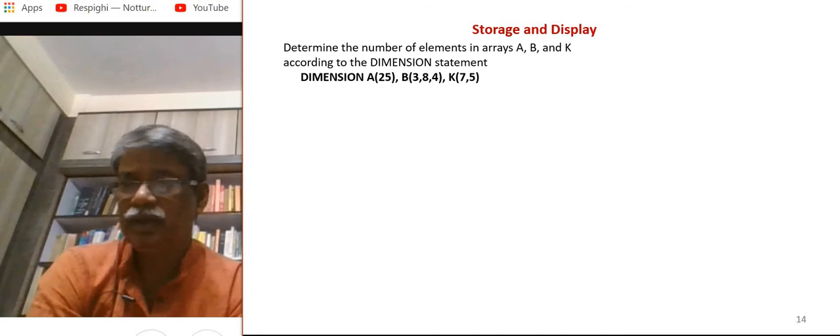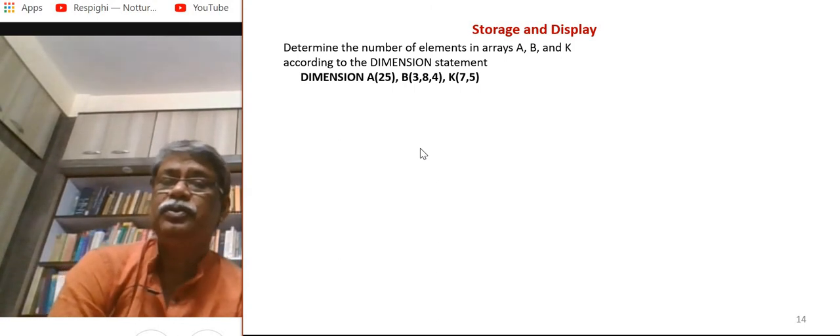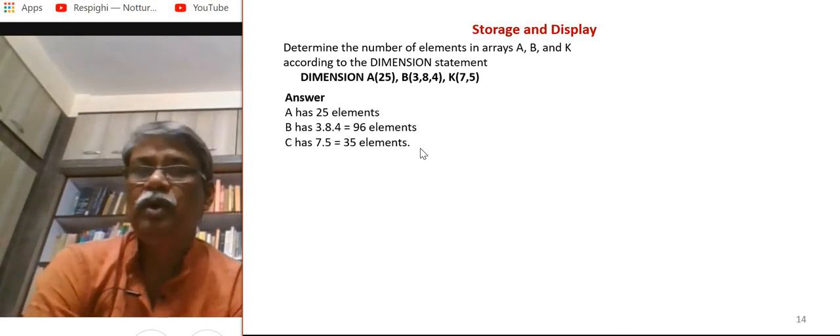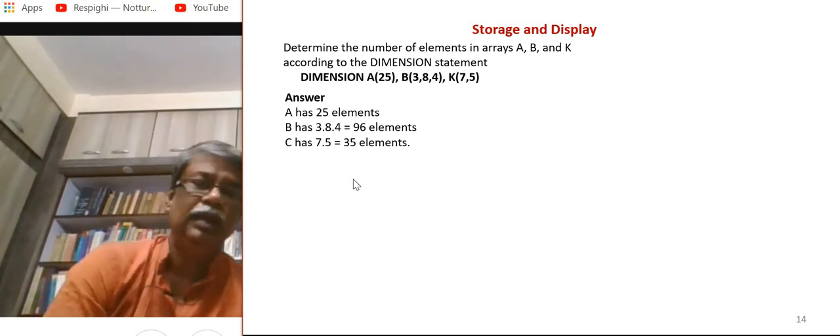So here also the answer is 35. And by the same logic, the number of elements in the B array must be 3 into 8 into 4, that means 96. So the answer is 25, 96 and 35 elements.